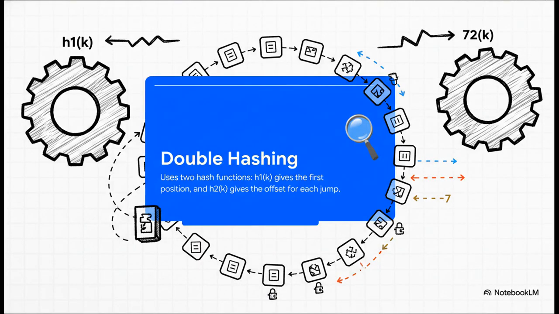So to fix that problem, we need a smarter approach. Enter double hashing. This is where things get really clever. Instead of just stepping one spot at a time when there's a collision, we use a second, completely different hash function to calculate a unique jump distance for each key. So one key might jump 3 spots at a time, while another one jumps 7.